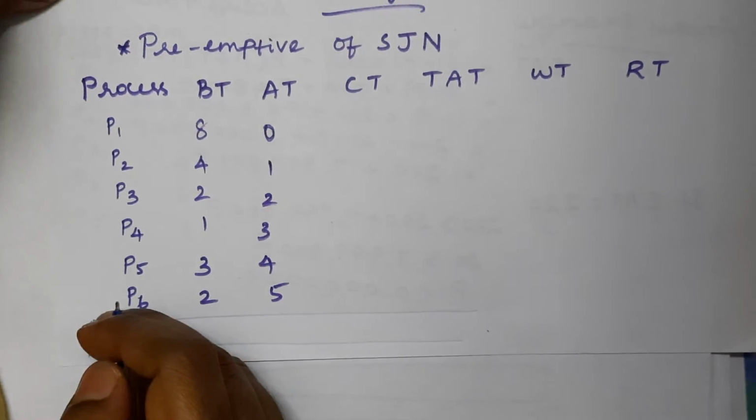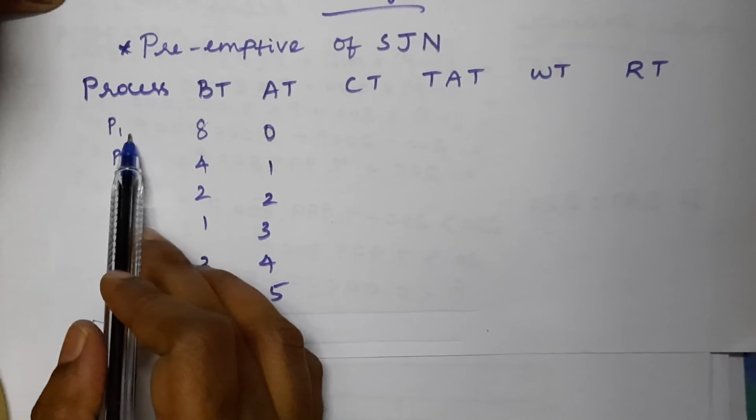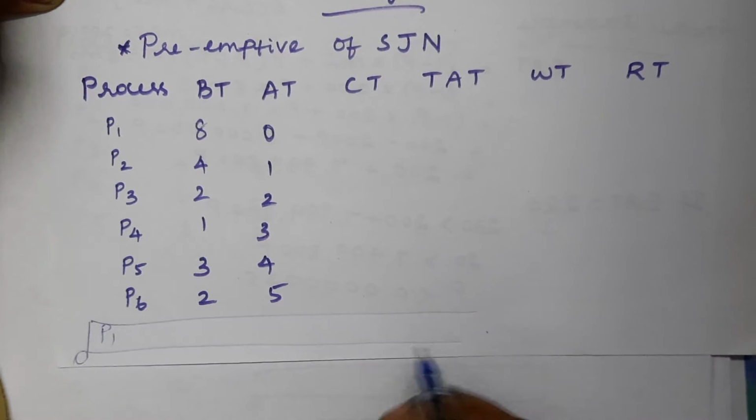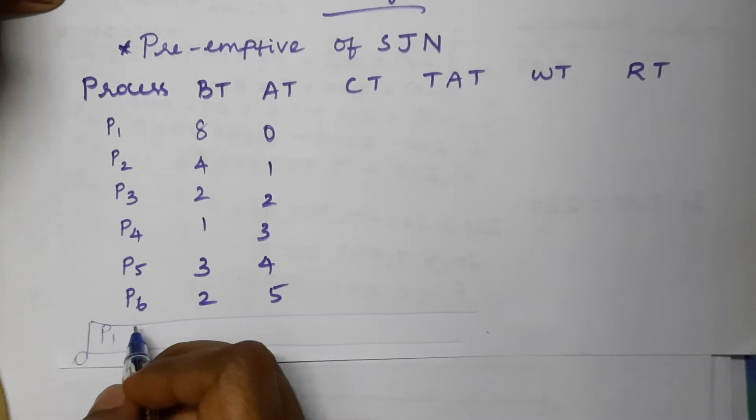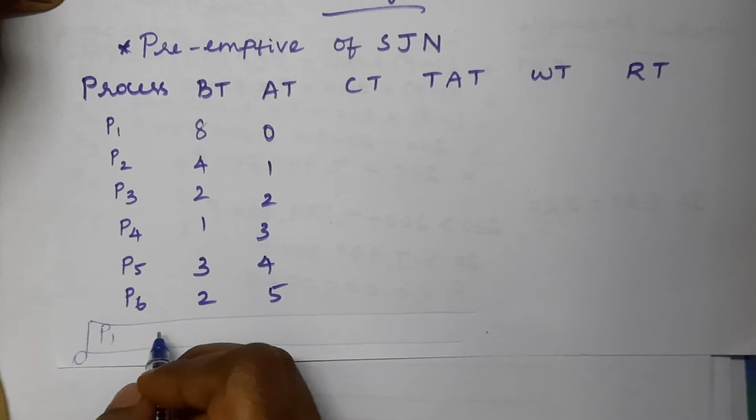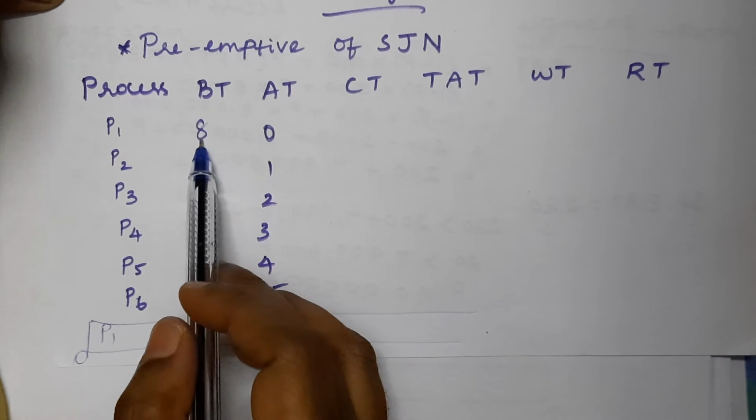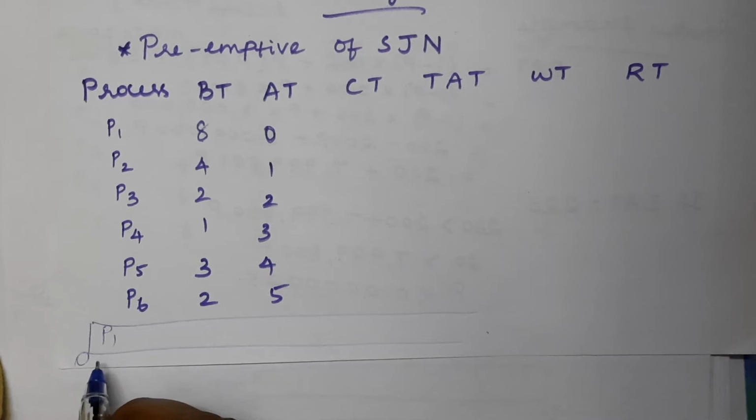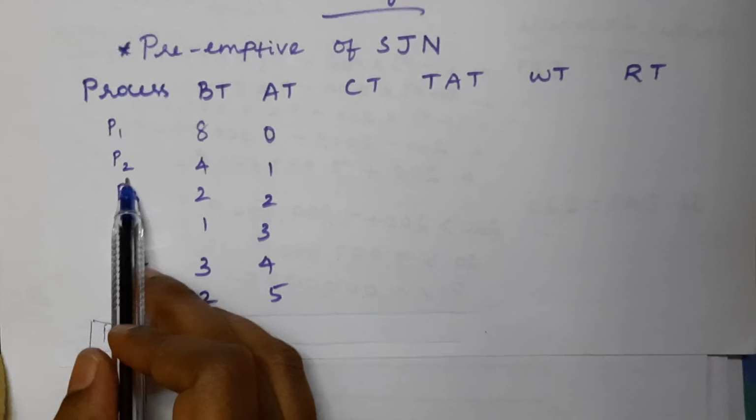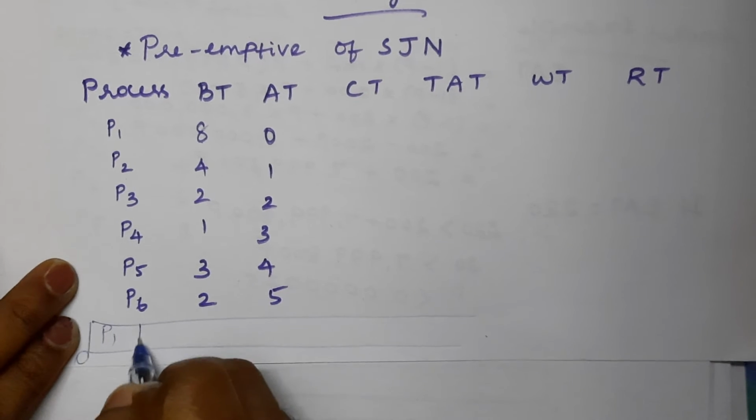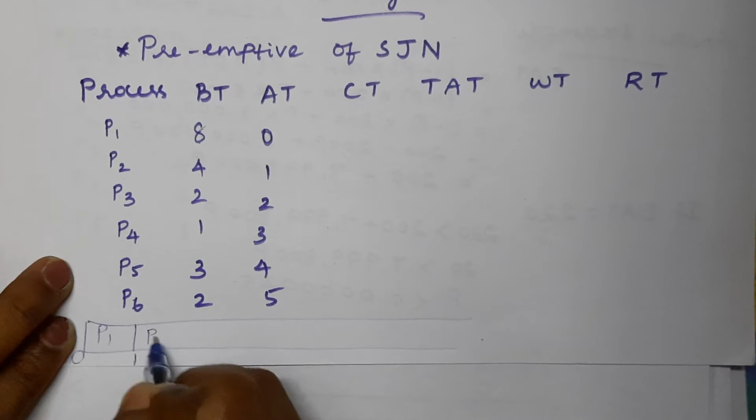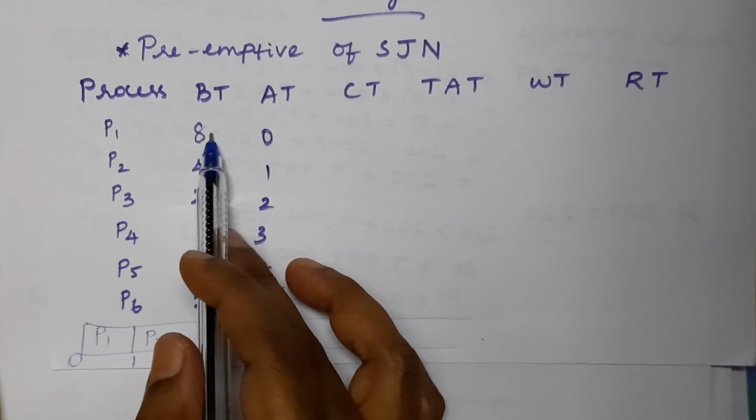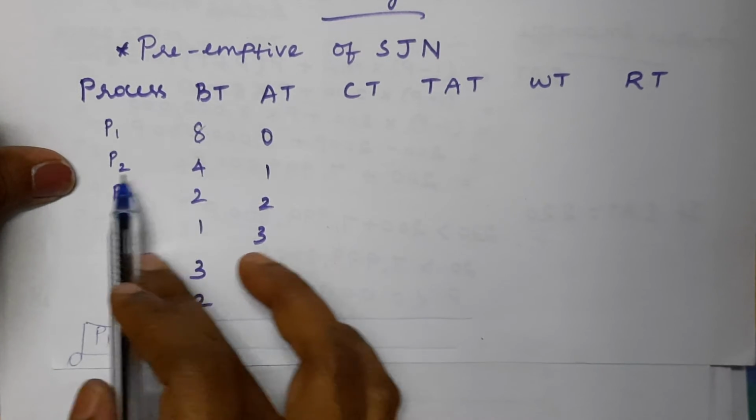Okay, so at time 0, the process P1 has arrived and its corresponding burst time is 8. So we are scheduling P1 at time 0. Initially we are scheduling this process P1, and afterwards, at time 1, process P2 has arrived. So we are stopping its execution at time 1 and we are scheduling process P2 because it has a lower burst time than process P1.